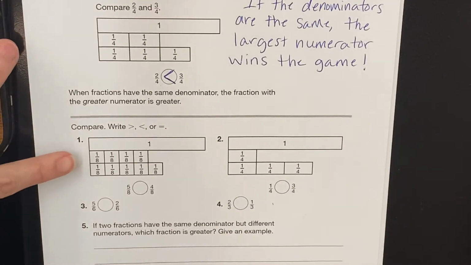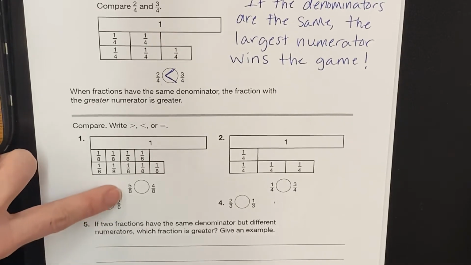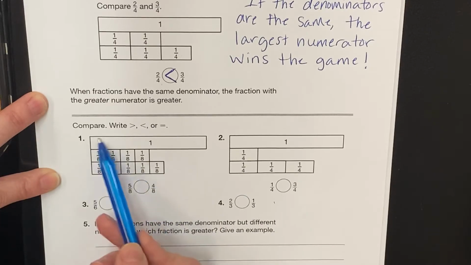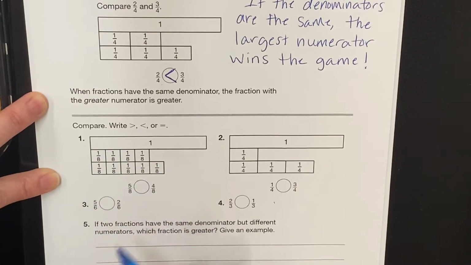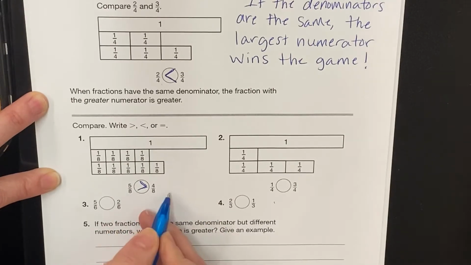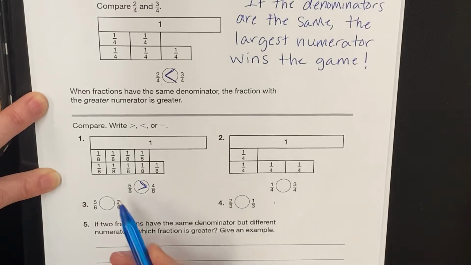We are going to compare using these fraction strips. Here's the problem. We're comparing 5/8 and 4/8. Well, it's showing 1, 2, 3, 4/8 here and 5/8 down here. 5/8 goes out farther, or it goes out farther towards the right, towards the 1 whole strip. It means it's covering more of the 1 whole strip. So that means 5/8 is greater than 4/8. And if the denominators are the same, the largest numerator wins the game. So you're really just comparing 5 and 4.